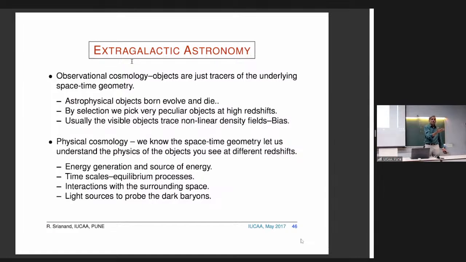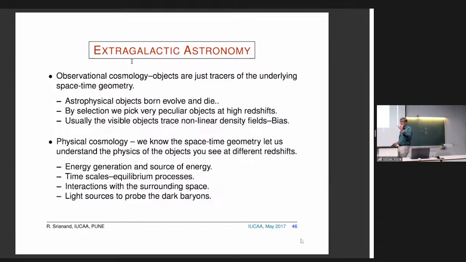The second question you will ask is why there is a preference, why certain regions are preferred and why certain regions are not preferred. So this is the basic idea. What observational cosmology basically does is that objects are just tracers of the underlying space-time geometry.